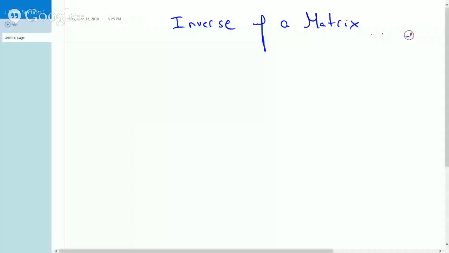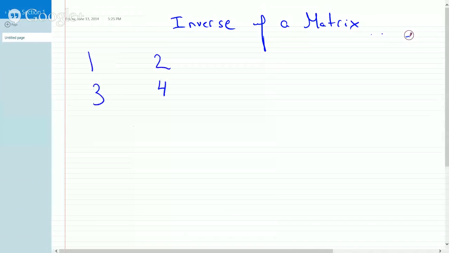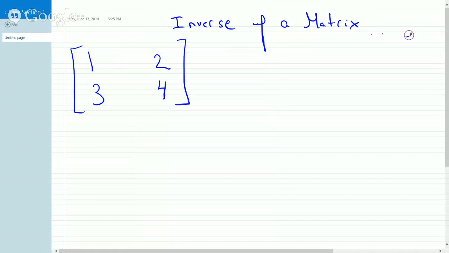So what was the matrix I came up with? Okay, so we came up with 1, 2, 3, 4. Can you see? Yes. Okay, and I think, did I test this one?